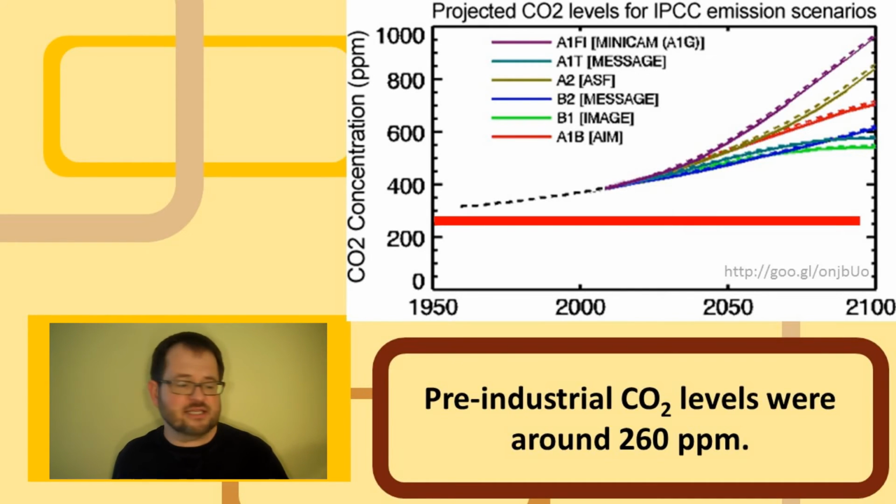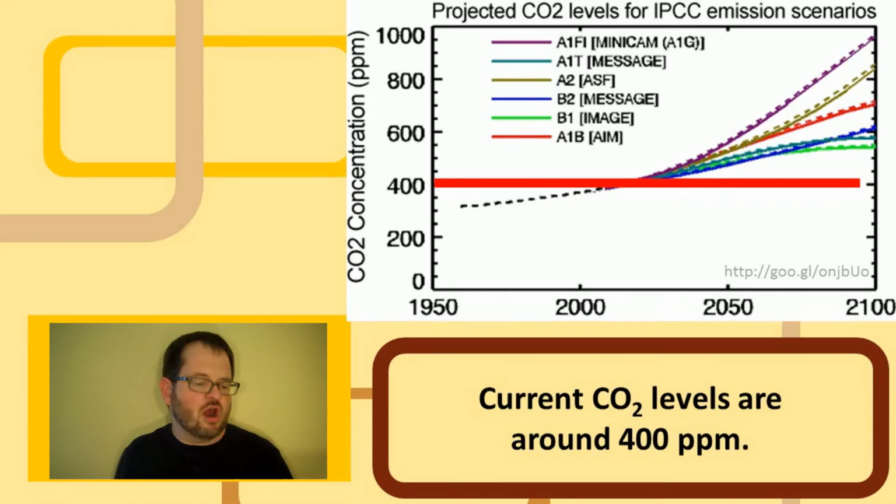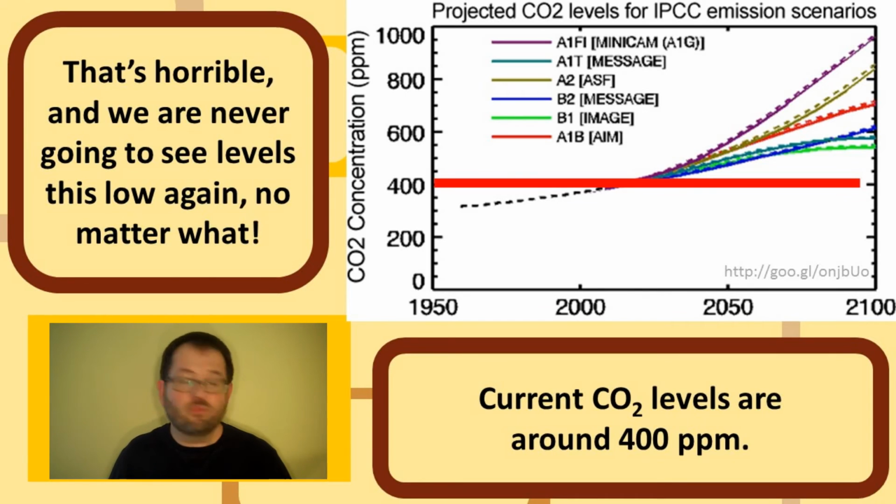All right, so I drew a red line on that diagram at 260 parts per million. That is the pre-industrial level. In all of these different scenarios, A1, A1T, A1FI, A2, all of them are shown on there. None of them ever even come close to pre-industrial, right? Our current concentrations are around 400, and none of them get back there. Our current values are horrible, and we're never going to see them again. Even in the most optimistic scenarios, like B1, we're never going to see 400 parts per million. We are headed north of 400 parts per million, and it is never coming back in any of these scenarios, no matter how much money we spend.